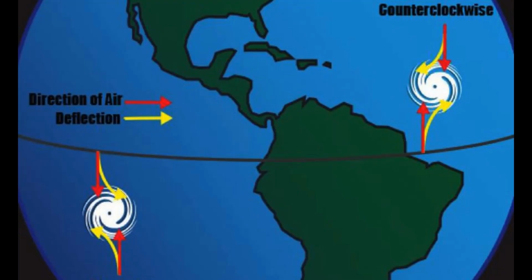Why no cyclones at the equator? There, the speed difference is tiny, so there's no deflection to start the spin. Cyclones need at least 5 degrees latitude to form.